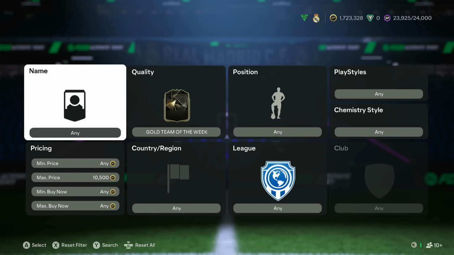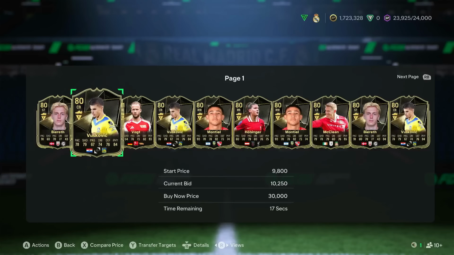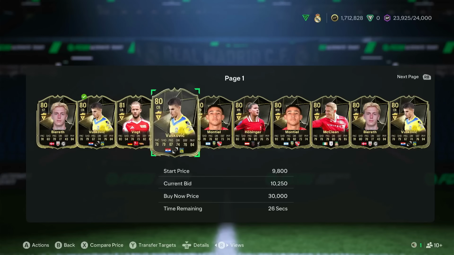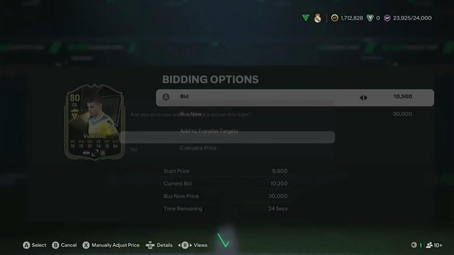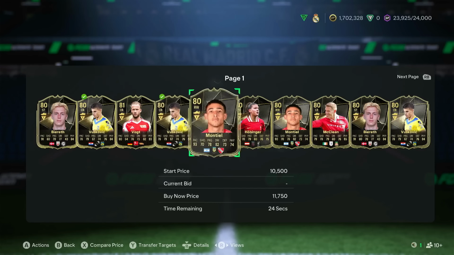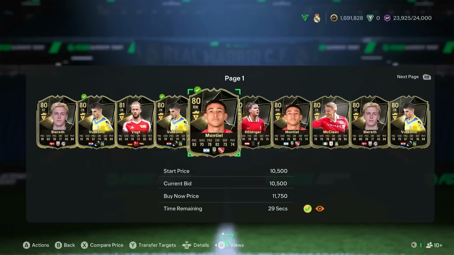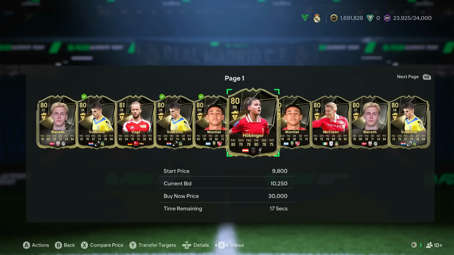You can have the filter in the background. Quality gold, Team of the Week, maximum price 10,500 coins, and literally throw a bid, 10,050 to 10,500, and the price I would lazy list is between, honestly, around 11,050 to 11,500, you will get a lot of sales. If you do want to squeeze more profit, try to do around 11,750, should be a decent price. So that is another method on the side for higher budget people. If you have 300k, 400k, 500k just sitting there, buy Team of the Weeks and just lazy list.